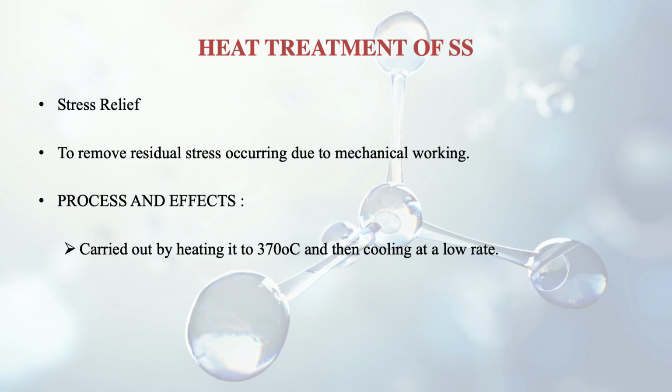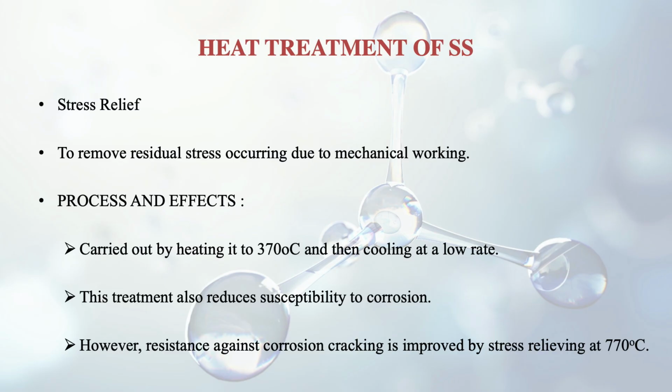This is carried out by heating it to 370 degrees centigrade and then cooling at a low rate. So cooling should not be at a very high rate. And this treatment reduces the susceptibility to corrosion for this stainless steel. So corrosion susceptibility will reduce. But resistance against corrosion cracking is improved by stress relieving at 770 degrees centigrade only.